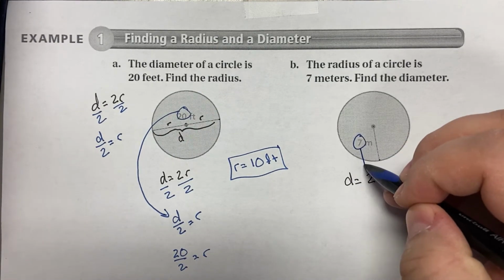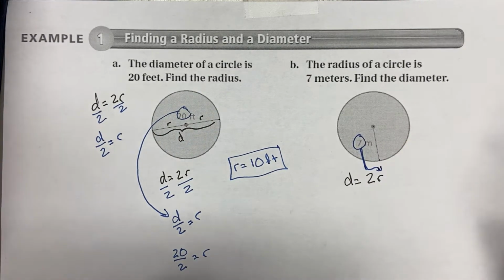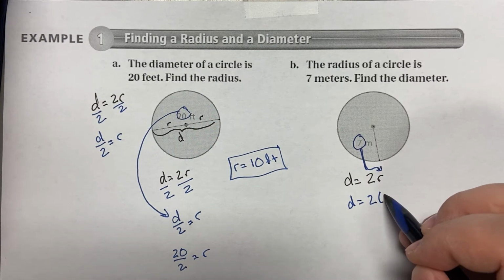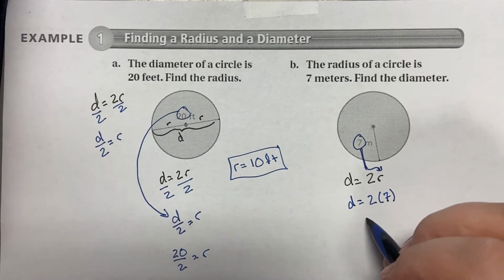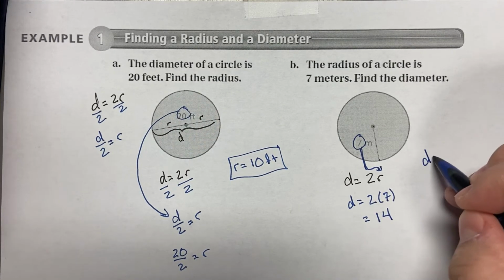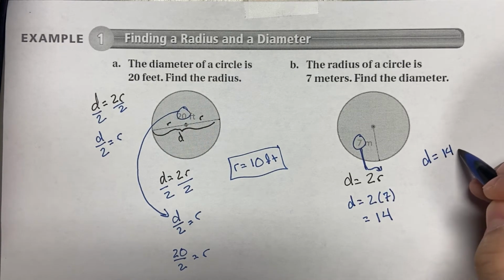We can take this 7, and we're gonna put it there. So we're gonna take d equals 2 times 7. That means diameter is going to equal 14. So diameter equals 14 meters.